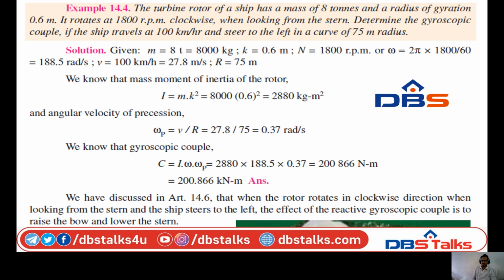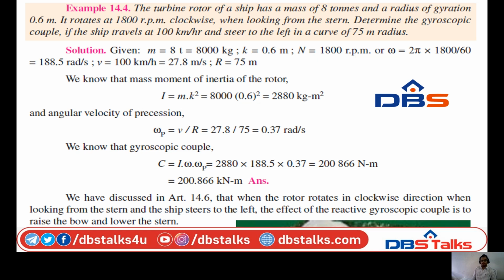What about the angular speed omega? Omega is equal to 2 pi N by 60. So 2 pi N by 60, where N is 1800. We substitute there and get 188.5 radians per second. And what about the last one? The ship is traveling at 100 kilometers per hour. That is the linear velocity.